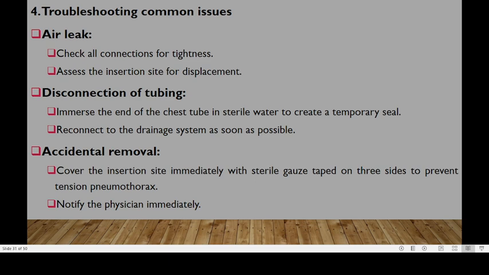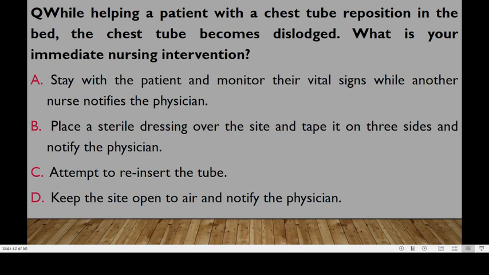In case you have accidental removal, you could cover the insertion site immediately with a sterile gauze taped on 3 sides to prevent tension pneumothorax, then notify the physician immediately.